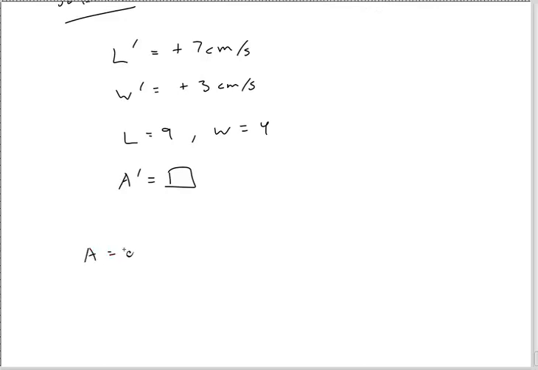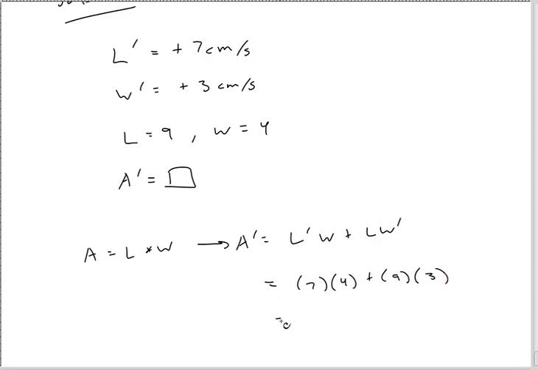All right, well, A is equal to length times width, right? Area is length times width. And so then I want A prime, then product rule: L prime W plus L W prime. And thankfully we have all these guys, they're just literally up here. So 7, we got a 4, we got a 9, and we got a 3. And so we got 28, and we got a 27, and so then we got 40, 50, 55. Centimeters squared per second, because it's area, it's centimeters squared.